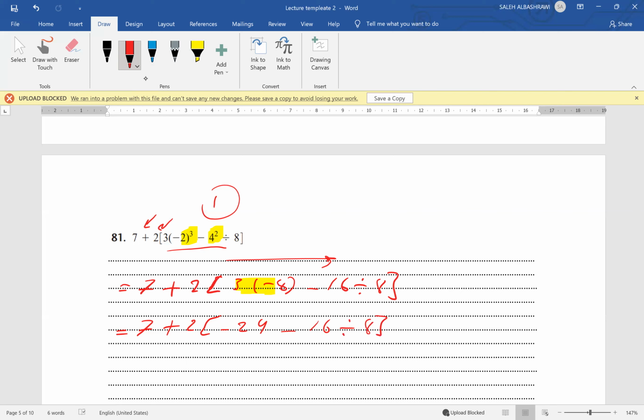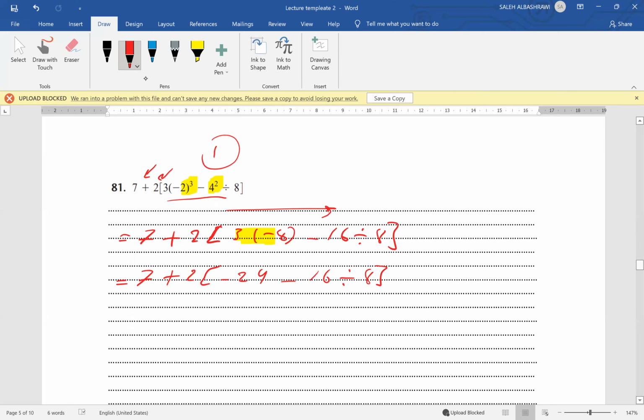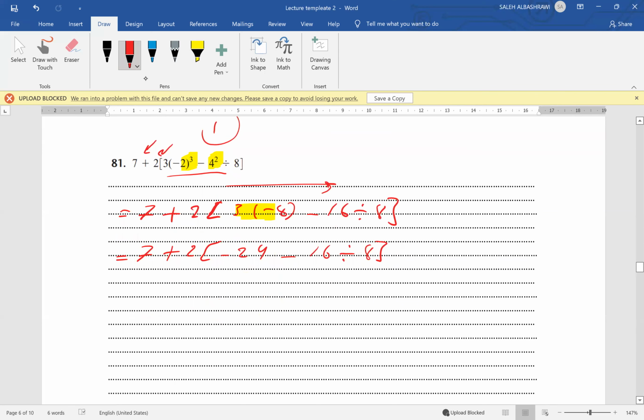Now I have subtraction and division. Division will be applied before the subtraction. So this is equal to 7 plus 2 multiplied by minus 24 minus 16 divided by 8. This is minus 2, which is equal to 7 plus 2 multiplied by minus 24 minus 2, equal to minus 26.